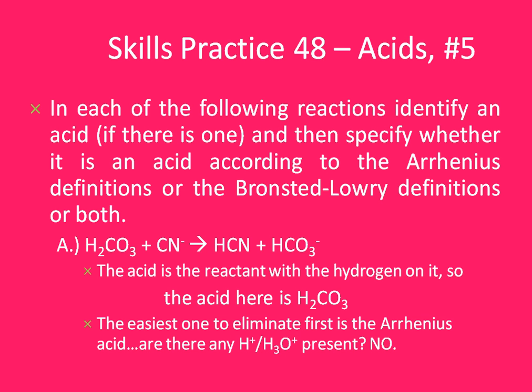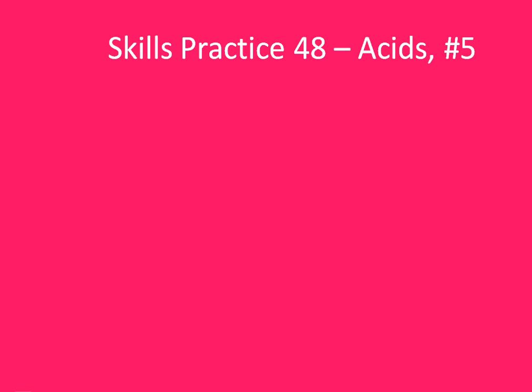The easiest one to eliminate first, of the options we're given, is the Arrhenius acid, because you just have to check if there's any H+ or H3O+ present, and the answer is no. That means that it's a Bronsted-Lowry acid, because the acceptor is the CN-. So the HCN is the new weak acid, I guess.